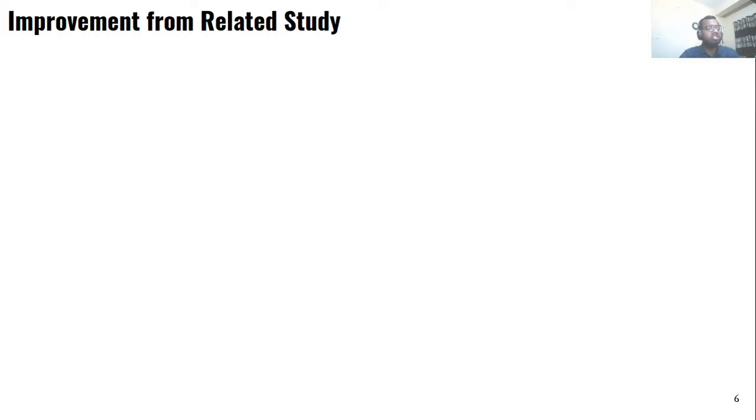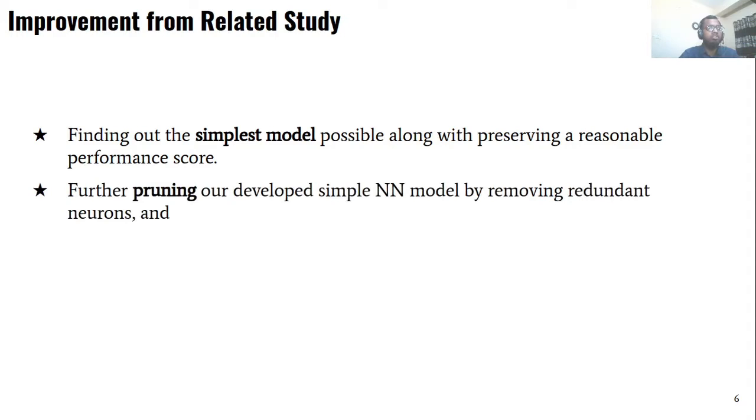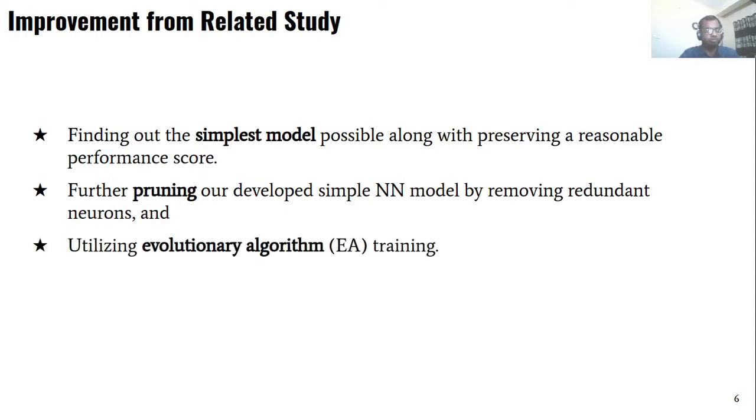Of course, I must say this is not a brand new idea. Now, what are our improvements? First of all, we intend to find the simplest possible model while preserving a reasonable performance score. We further prune our developed model, and we did it in a systematic way, not in a random manner. We removed redundant neurons in this pruning process, and we also utilized evolutionary algorithm training.